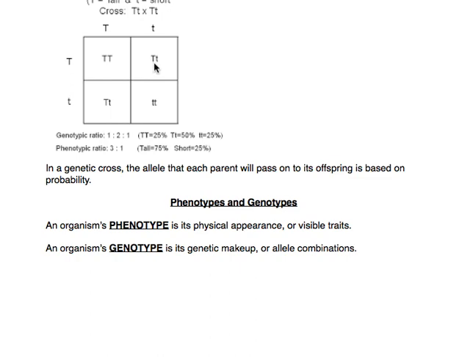But again, its genotype is the allele combination. So one big T, one little t. Its phenotype is that it's tall. Over here, we have a plant that has inherited 2 small t's, 2 short plant alleles, and its phenotype will be that it is short.